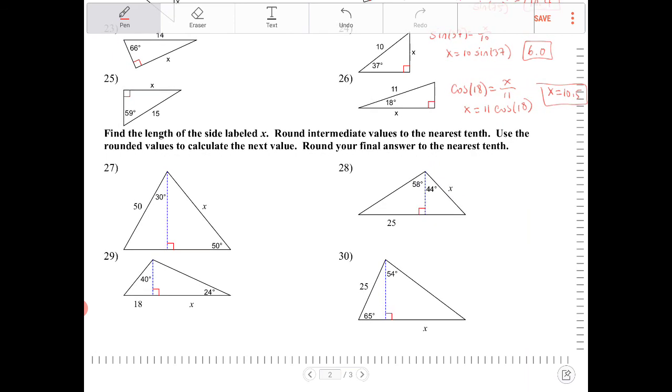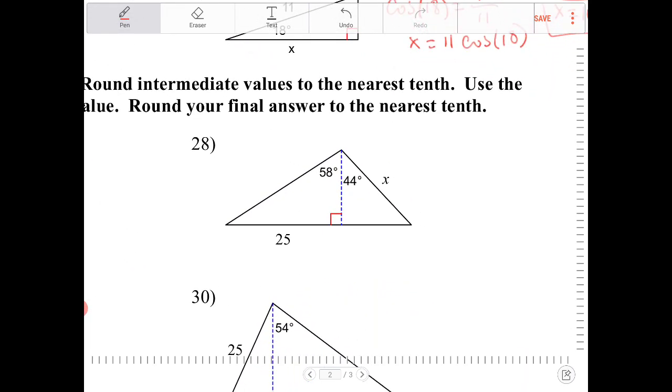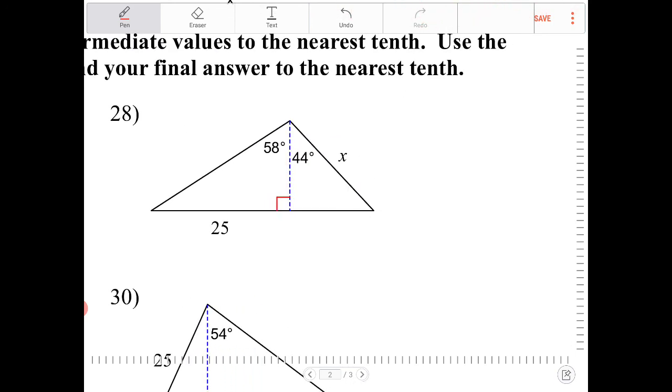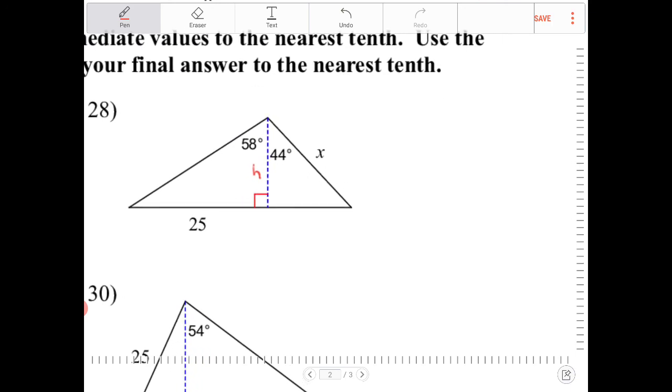So it says here, find the length of the side labeled x, round intermediate values to the nearest tenth. Use the rounded values to calculate the next value. Round your final answer to the nearest tenth. So we need to find out what that missing side length is on x there. And notice that they drew a dotted line right down the middle, and that's actually a hint as to the intermediate step that they were referring to. Let's call that H. We need to find out what H is, because that side is being shared by the two triangles there.